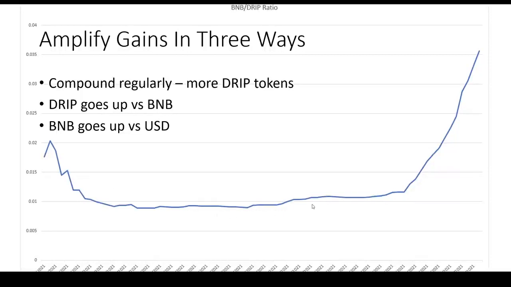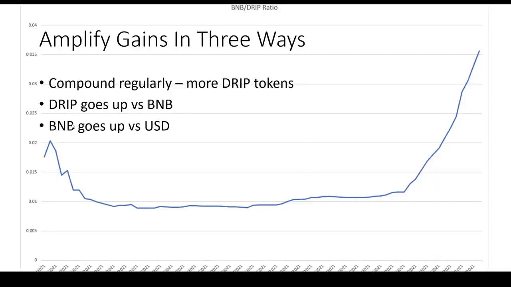And you can see there was a period of time here where it sort of stagnated, and the low was 0.008 something. I don't remember exactly. But you can see now we are above 0.035. Last time I checked this, it was up 357%. It's obviously up more than that today. This just keeps going up, at least lately. Now, that's no guarantee of future results, but that is a way that your gains in DRIP can be amplified, because each DRIP token becomes worth more and more BNB.